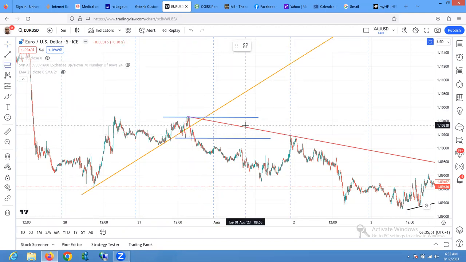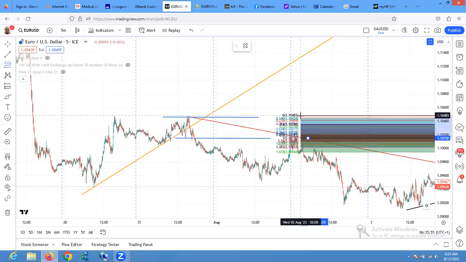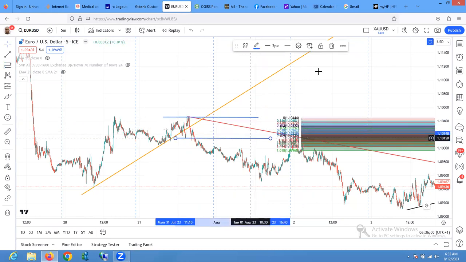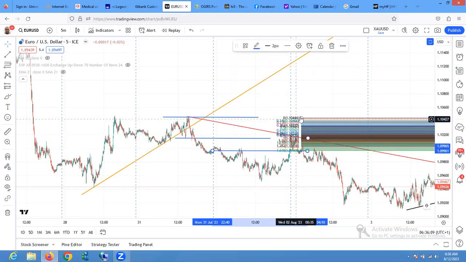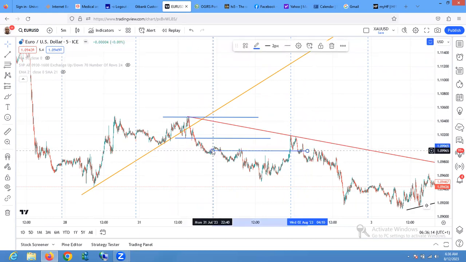I come to it, grab from here to here. I need to see price break lower than 161.8. This is 161.8. Price has pulled lower, telling me that we are growing into a new trend now.